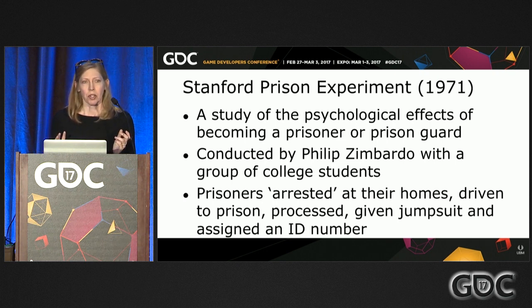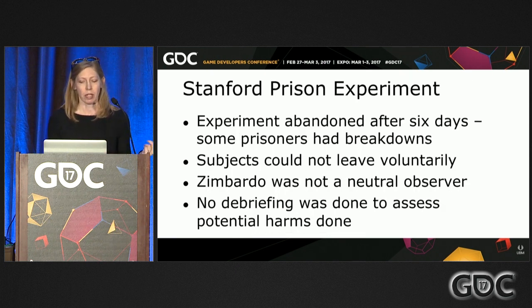The prisoners, interestingly, were not told exactly how this would start, but they were arrested at their homes one day, driven to prison. They were processed, given a jumpsuit, and they were given a number and told, you're not going to be referred to by your name. Now you're this number for the duration. And if you're familiar with it, you know that things quickly went downhill. The prison guards wore reflective glasses so you couldn't see their eyes. They were told it was perfectly fine to psychologically harass the prisoners. They quickly and readily fell into this role.